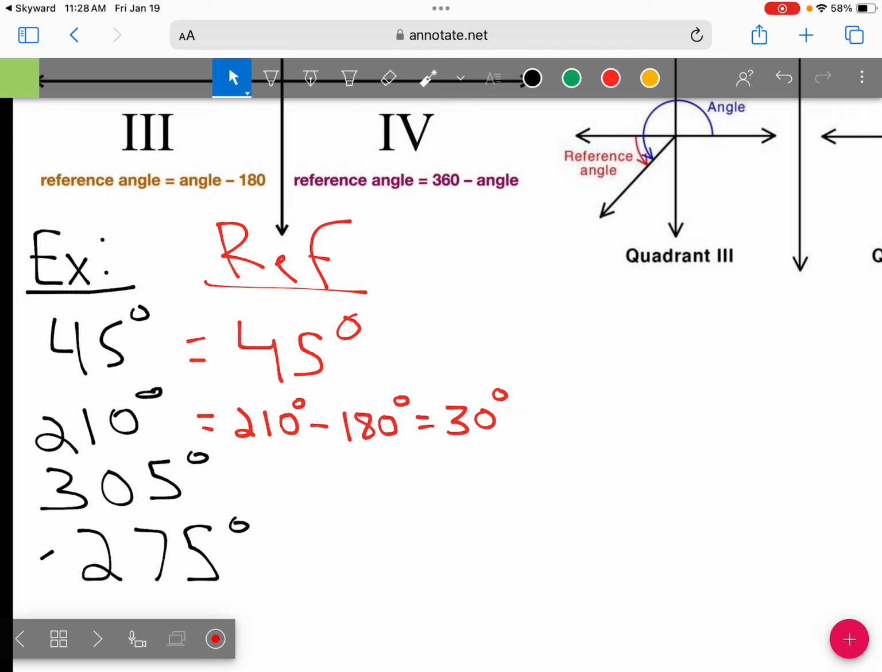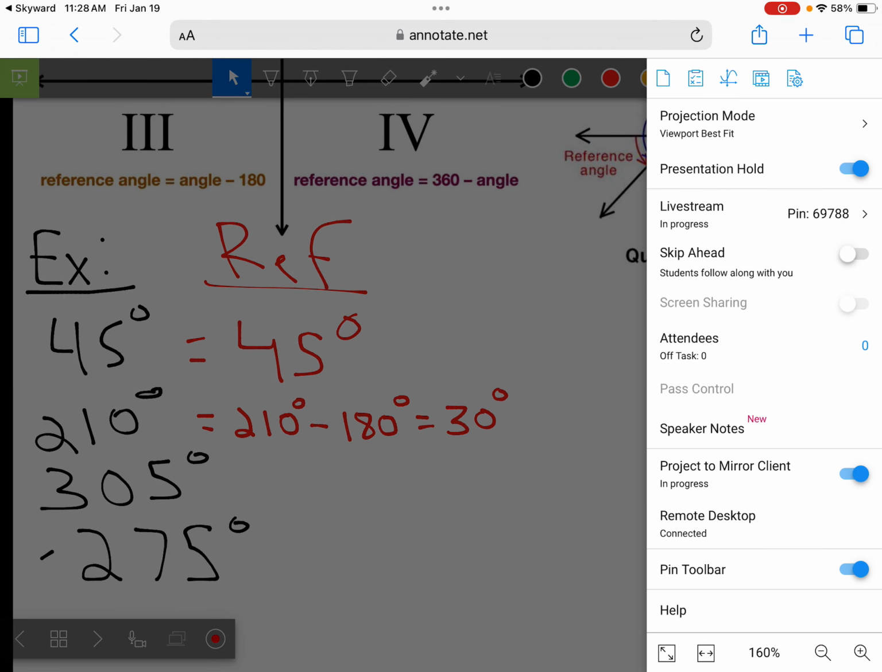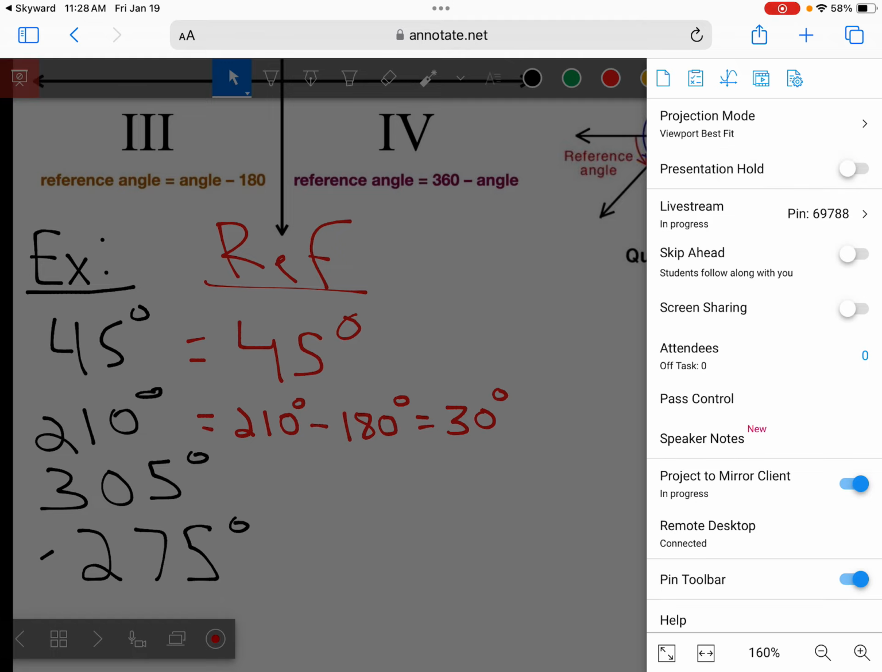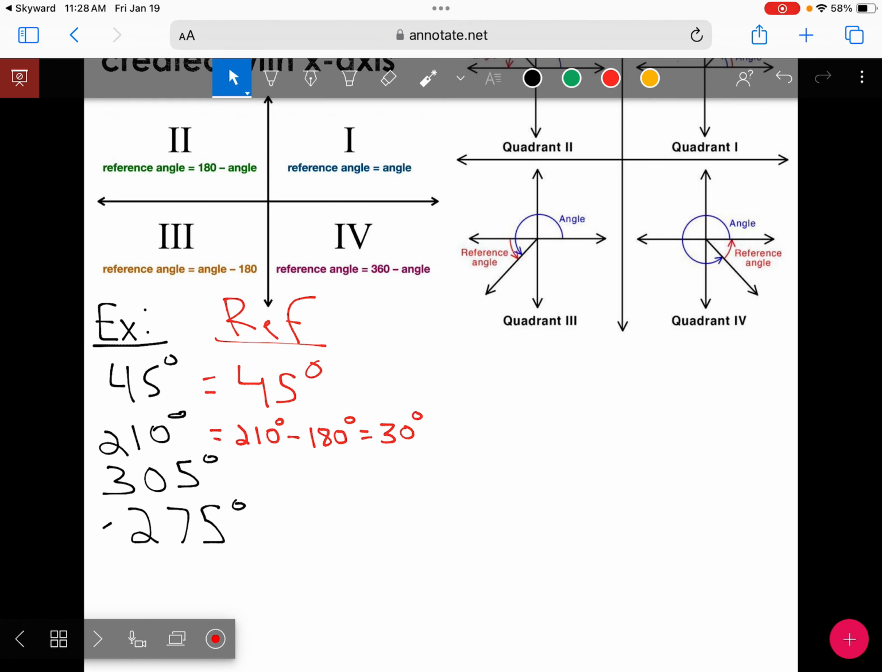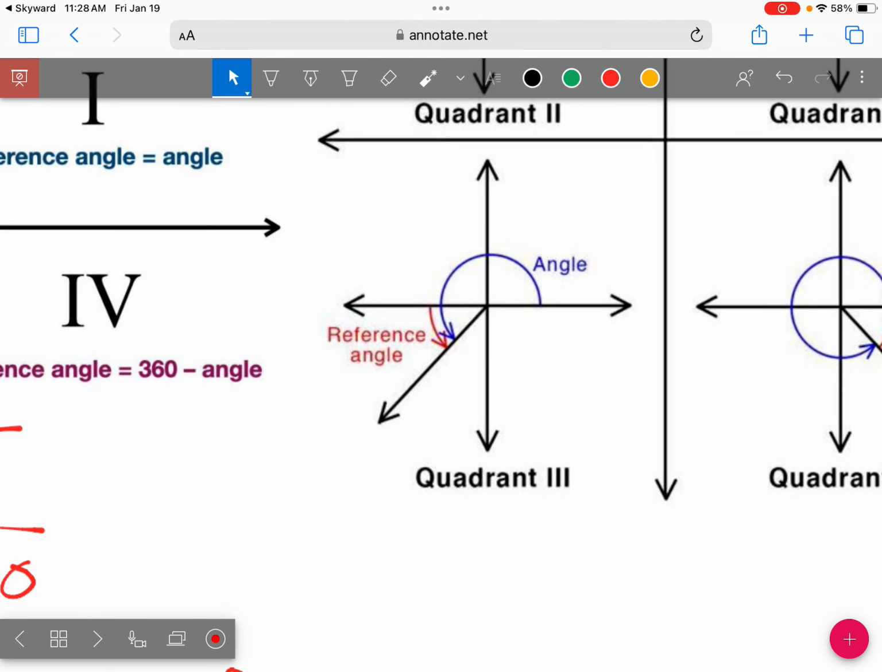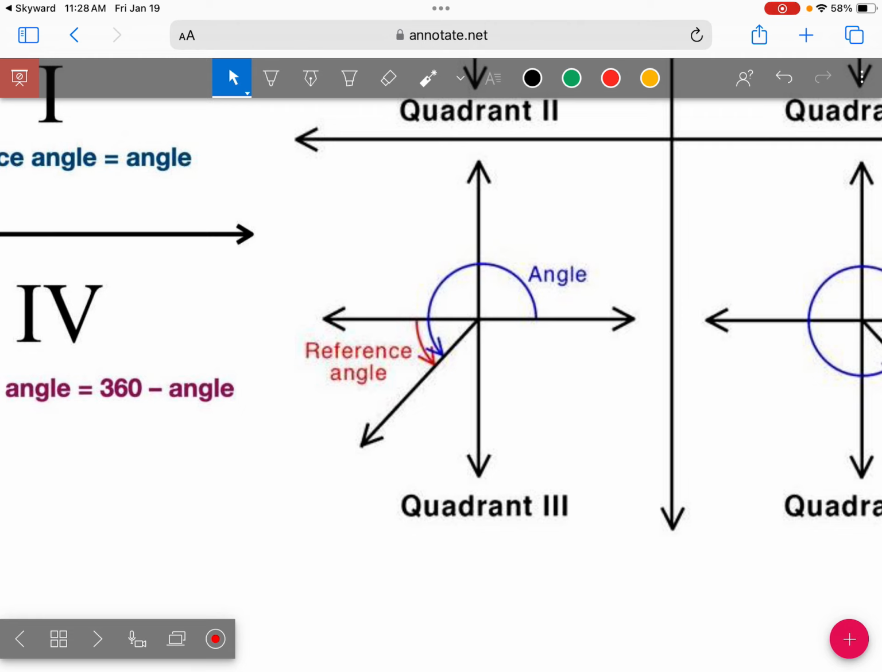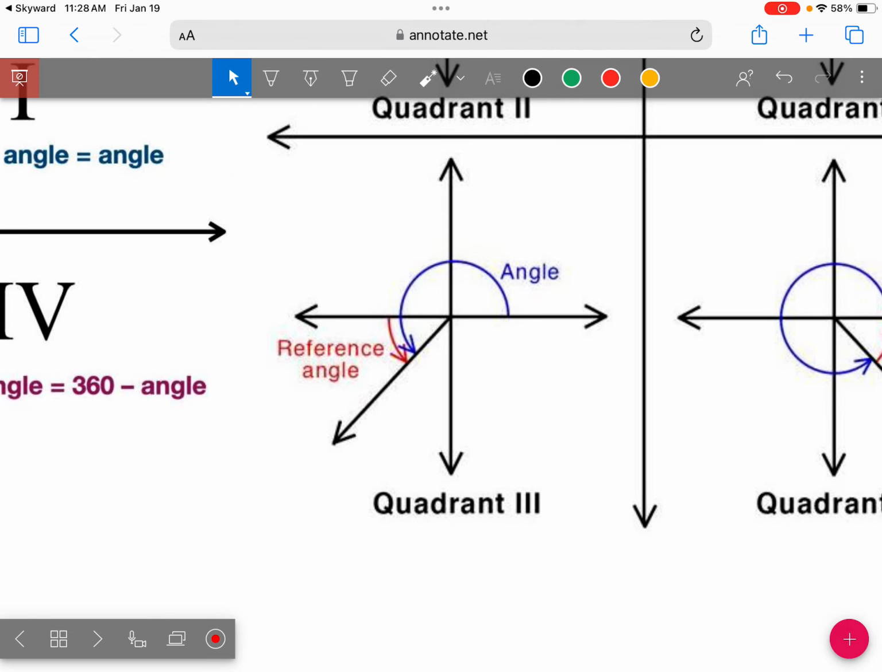Give me a thumbs up if you feel good about your answer for the second example. 30? You guys agree with 30? Great. So how did you get 30? Yep, exactly. 210 minus 180. 100%. I agree with you. And we do that, if you're more of a visual person, right? The reference angle in the third quadrant is just the difference between the x-axis and the angle. And that difference right there we can see from the whole angle minus 180.